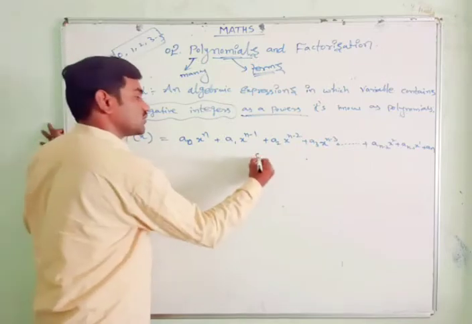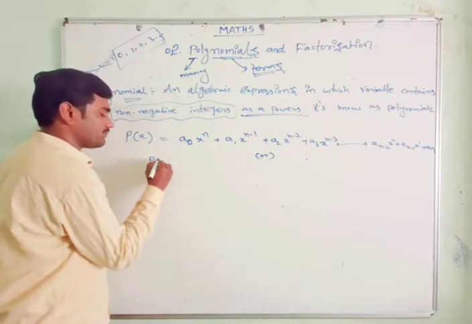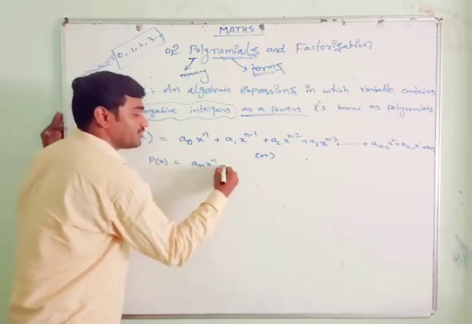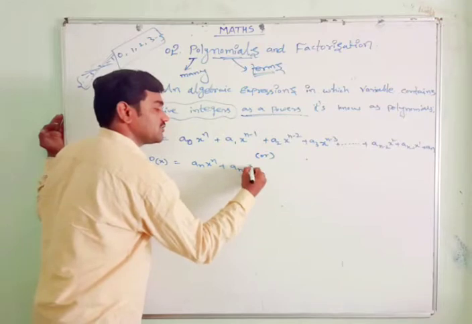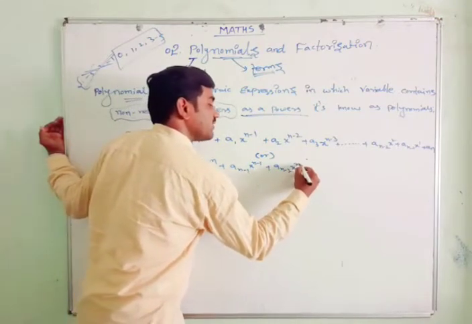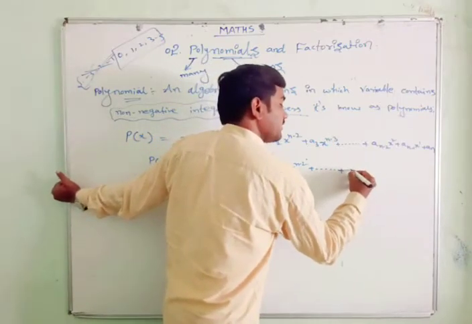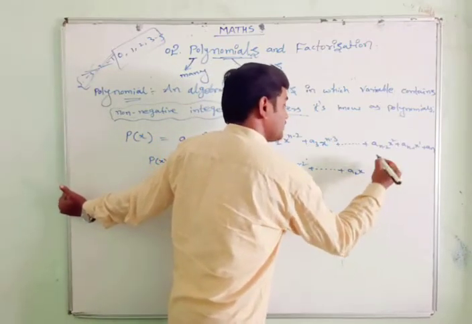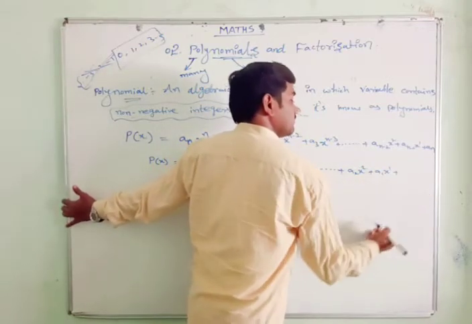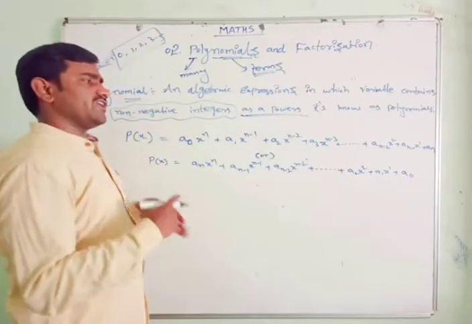Or we can also write it in this way. You can write the polynomial in terms of x: a n x to the power of n plus a n minus 1 x to the power of n minus 1 plus a n minus 2 x to the power of n minus 2, plus and so on, plus a2 x to the power of 2 plus a1 x to the power of 1 plus a0. In this way, you can write.